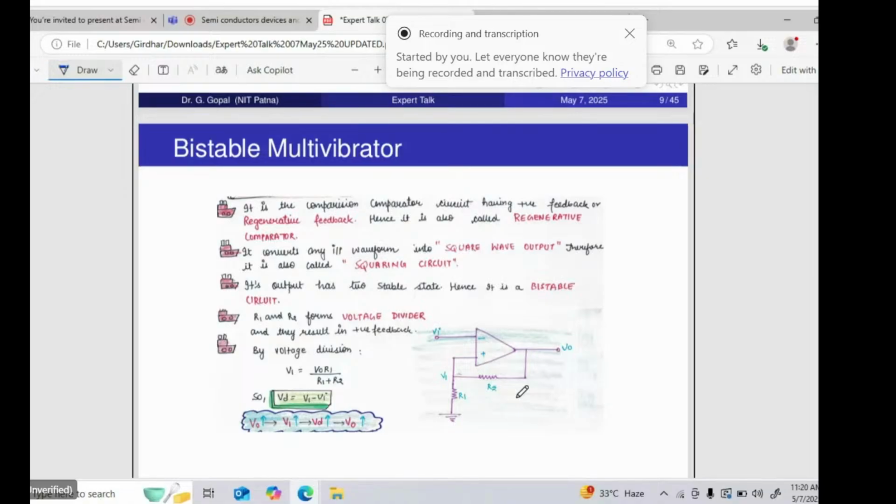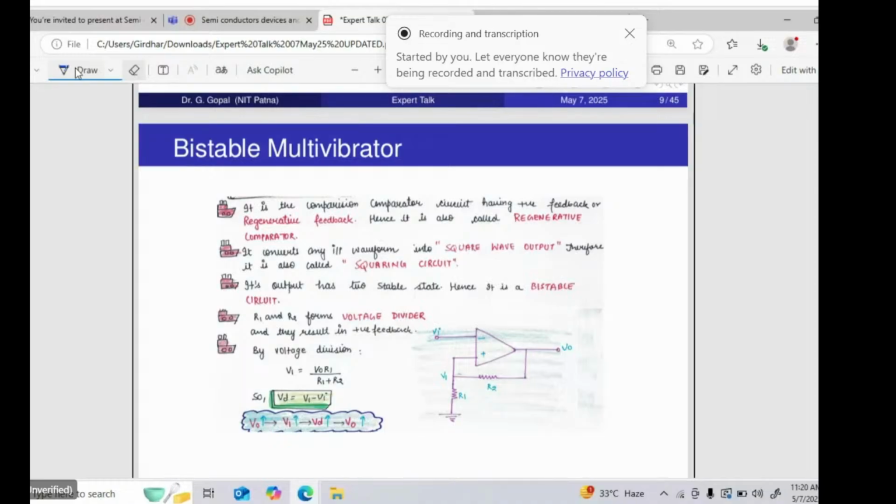Here in this circuit, there are two resistances R1 and R2. These resistances R1 and R2 form a voltage divider network. You can think in this way: this is the resistance R1, this is the resistance R2. Here at this node there is a potential V0, and this is connected to ground. At this node there is a potential V1. This voltage divider network is very important for you because it forms a positive feedback.